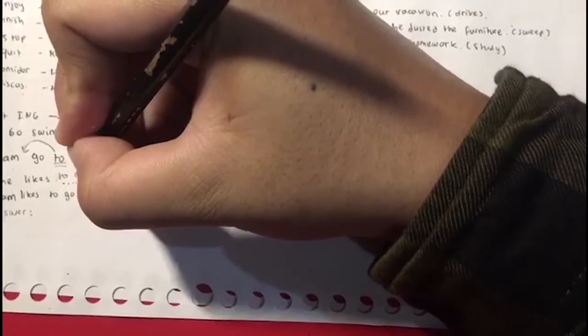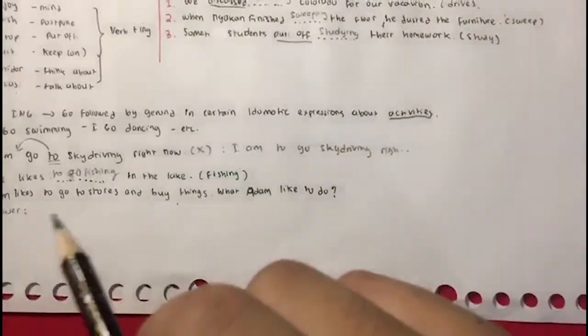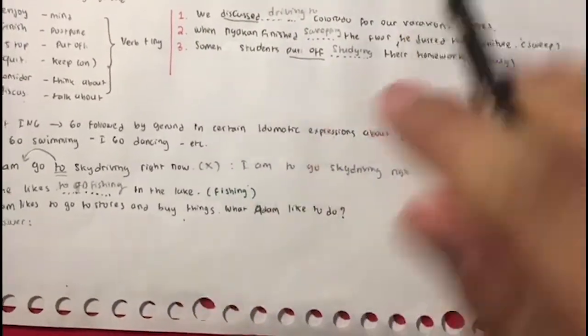The second example. She likes in the lake. The main key is fishing. To go fishing. She likes to go fishing in the lake.